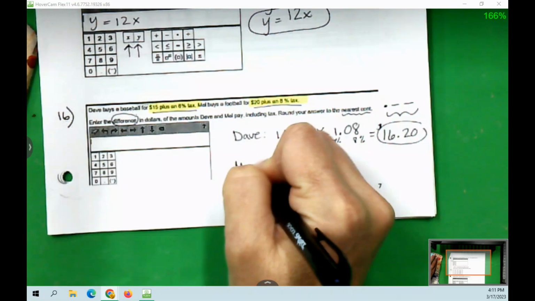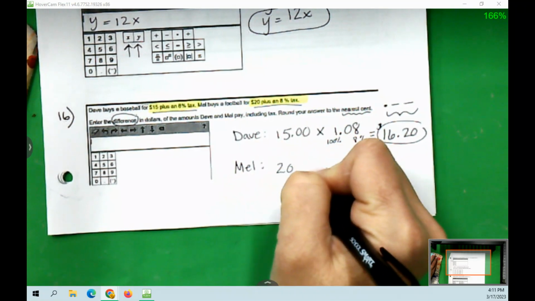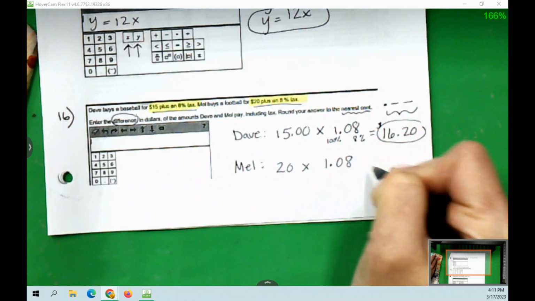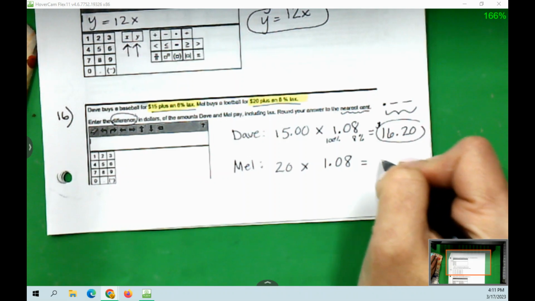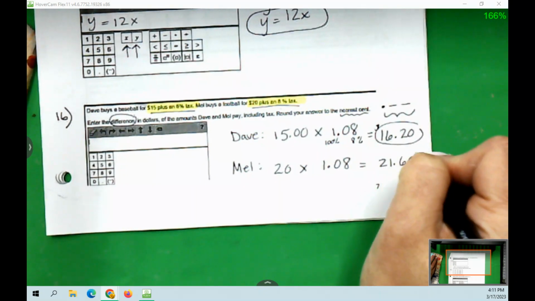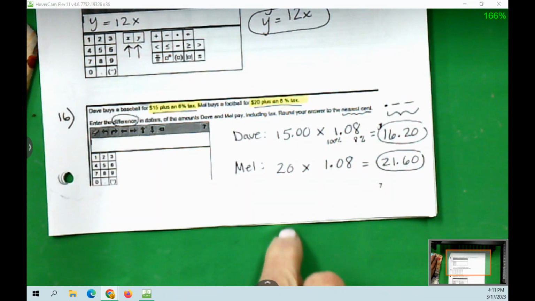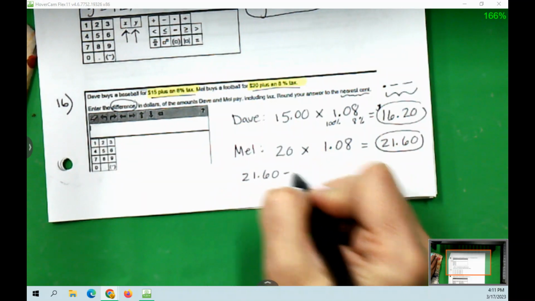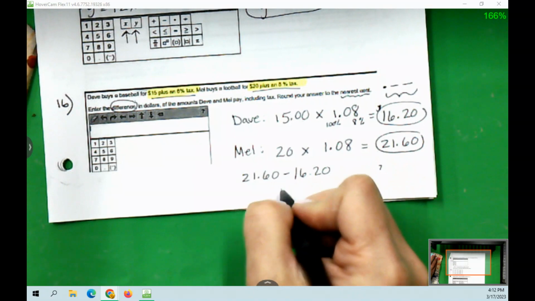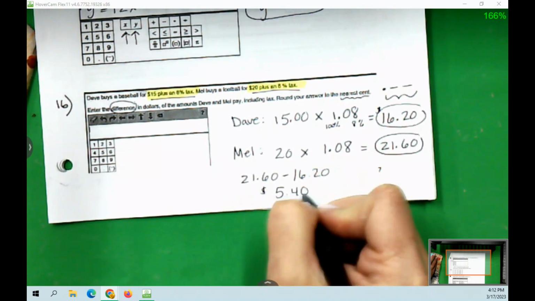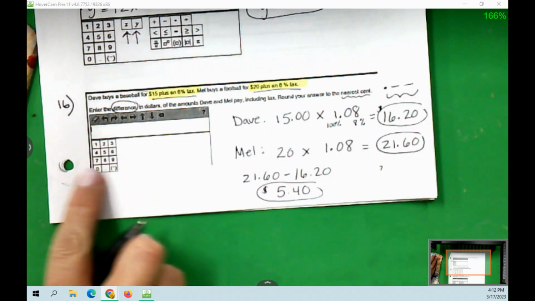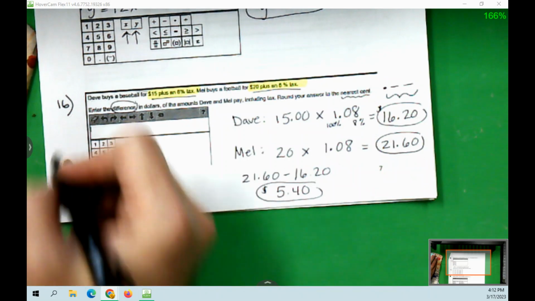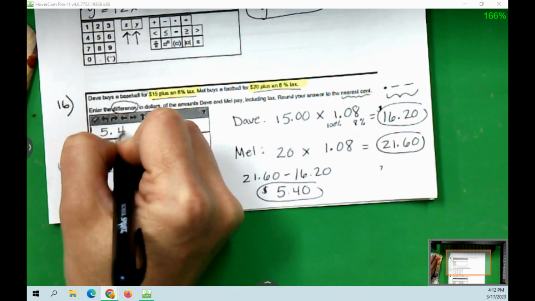And then we go to Mel. Mel paid $20 for an item. Also 8% sales tax, so times 1.08. And that works out to be $21.60. And then we take their difference. $21.60 minus $16.20 gives us $5.40. Okay, they don't provide the dollar sign here, but they do want you to go to the nearest cent. So don't write in 5.4. You're going to have to type in 5.40.